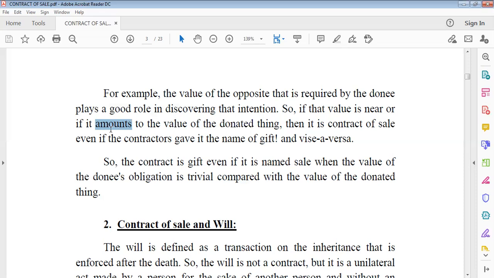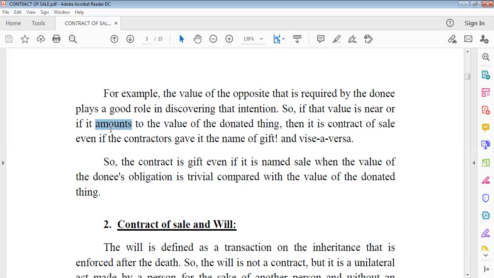Why? Because the value of the donated thing equals or nearly equals the value of the sum of money that is given by the donee to the donor. So that's why we called it what? We called it a contract of sale, even if we gave it the name of a contract of gift.